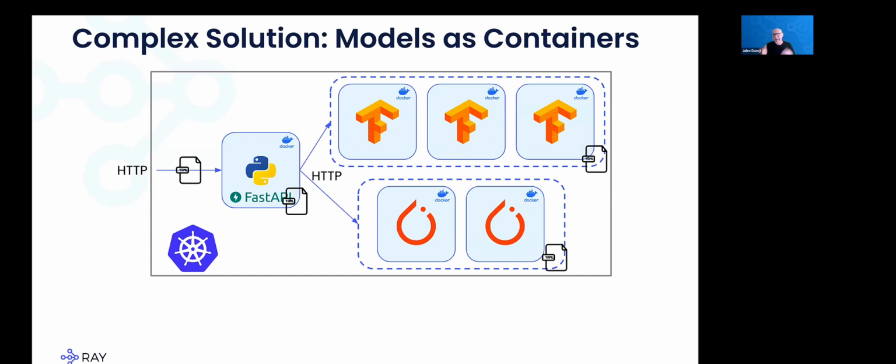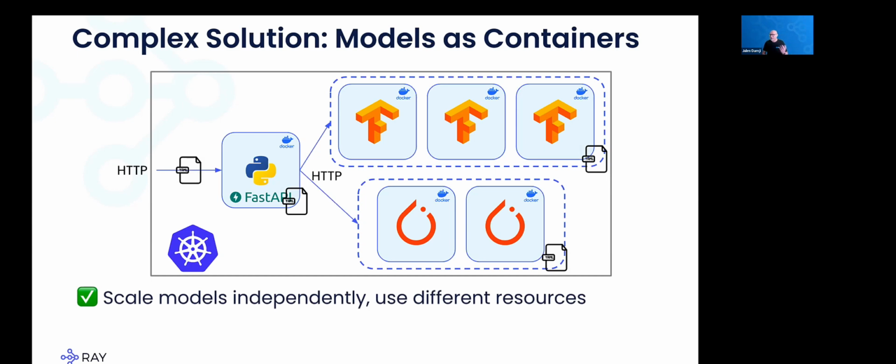You might have another container that has only your XGBoost models, and you might have a third one that has this PyTorch, and you put your Python logic as an orchestrator behind FastAPI, and then deploy that in Kubernetes. Well, this actually works, right? It can scale. If you wanted to scale your TensorFlow model because more traffic is going over there, you go ahead and create another container.